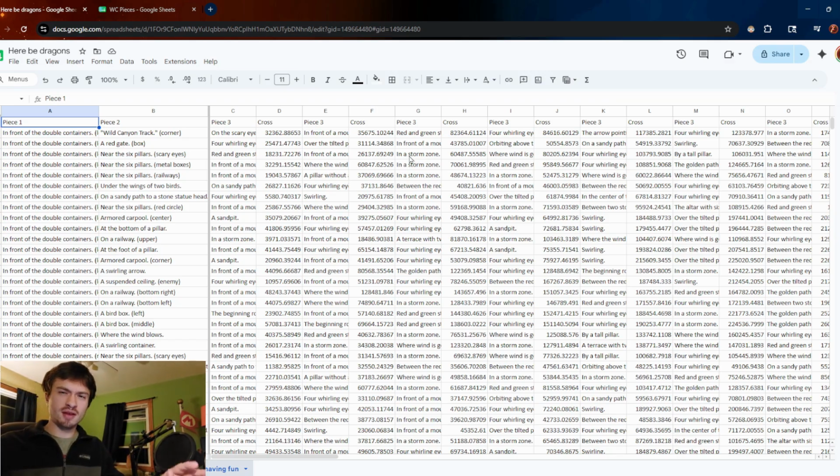If you're familiar with how the sheets work, you might know that this already exists in the form of this. This was a sheet made by En Passant. They have one of these for every single level. This is just Wild Canyon. And it kind of already does that.